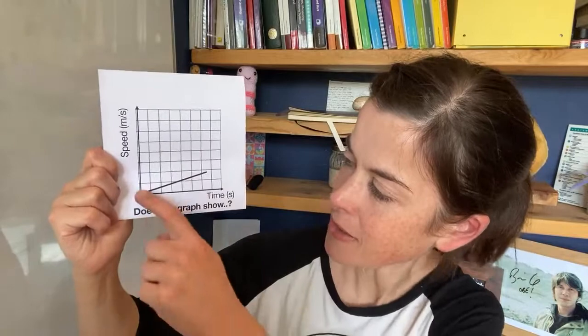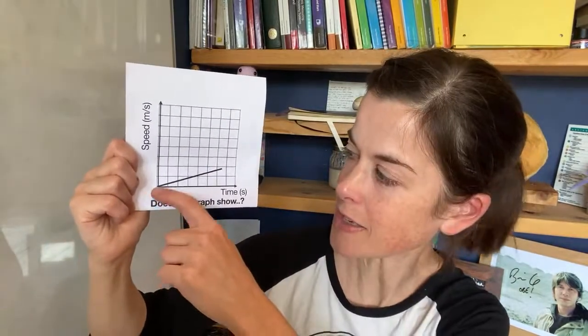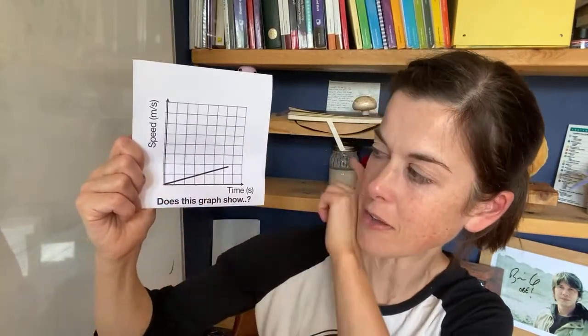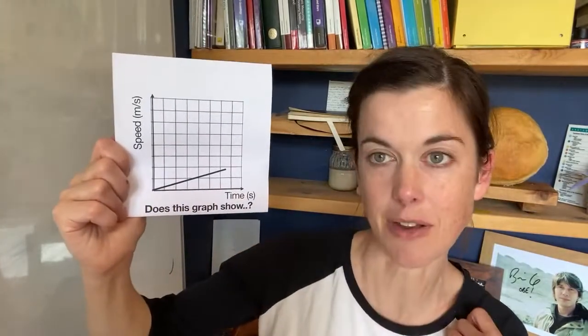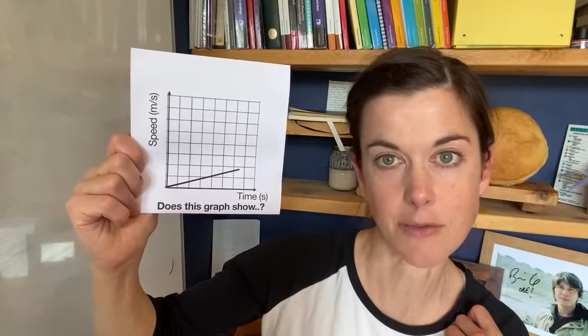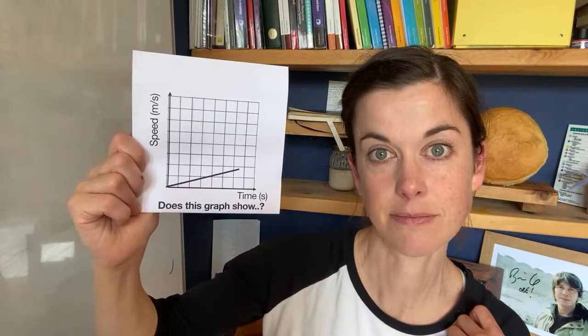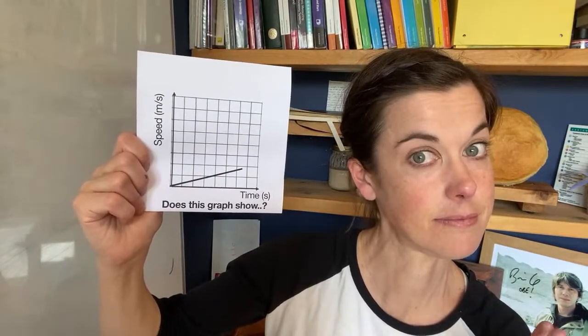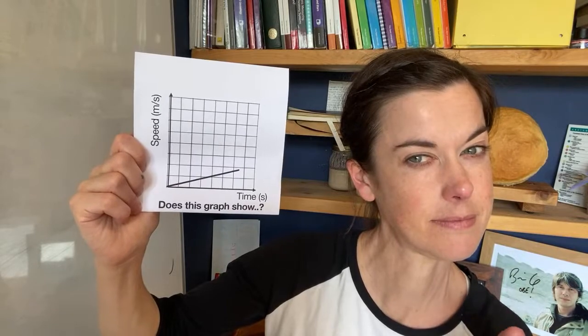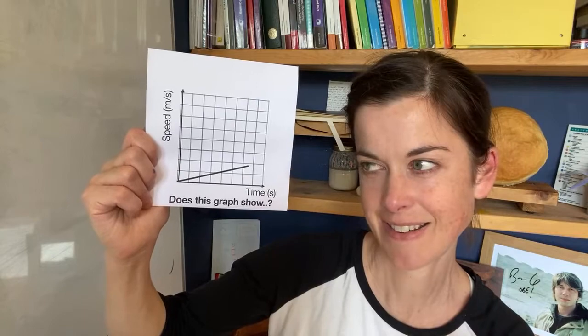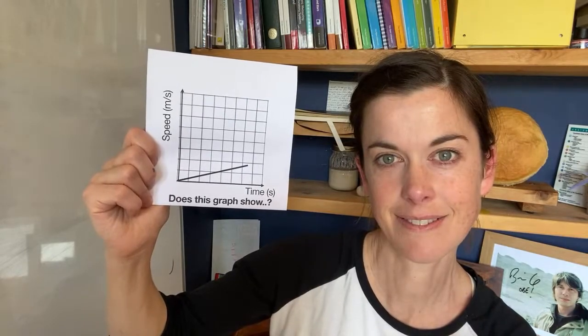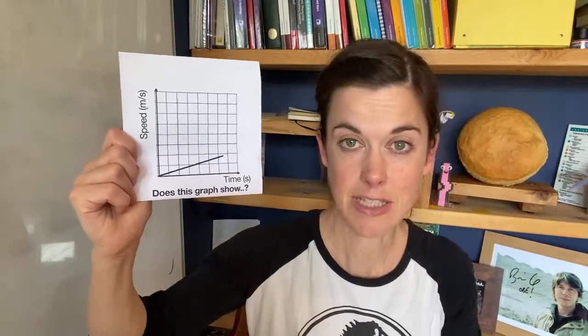You've got speed, you've got time, and you've got a diagonal line going through the 0 point, going up, a shallow line. What is this thing doing? This is a speed time graph. A diagonal line going from 0. Is it speed changing? And if it is, how is it changing? It's accelerating. It's speeding up. It's accelerating and it's constant acceleration because it's a straight line.